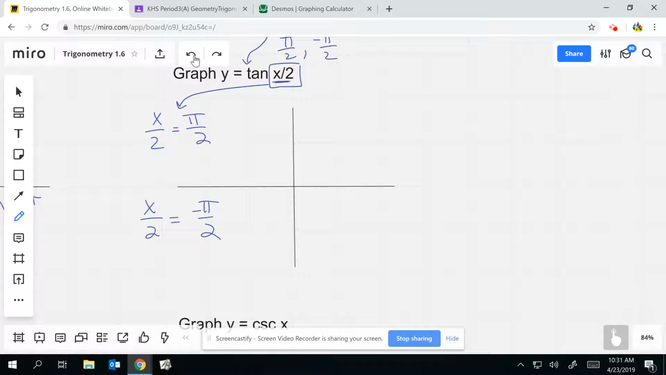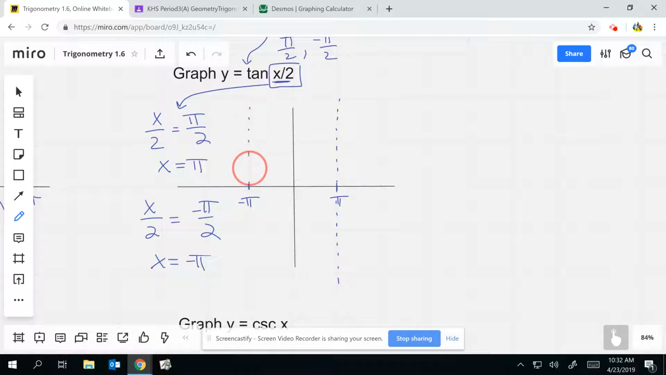What's going to make that equal pi over 2 is just a pi. If you put a pi in there, you'll have pi over 2. And then if you put a negative pi, you'll have negative pi over 2. So what I want to do is go over one line for pi, go over the other side for negative pi. Those are going to be your dotted lines.